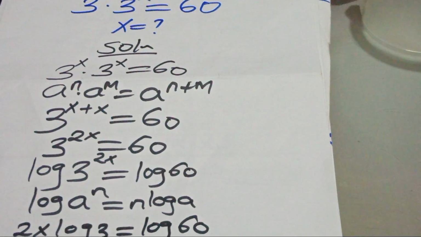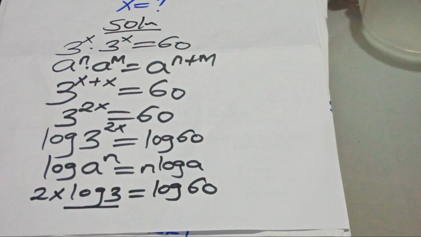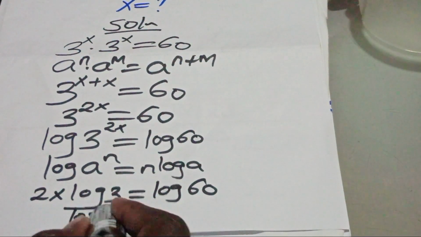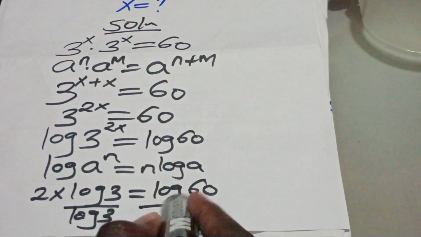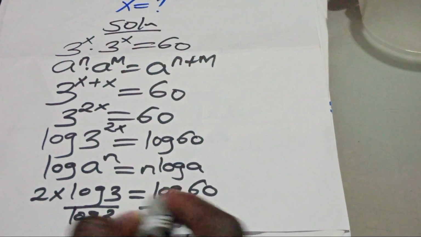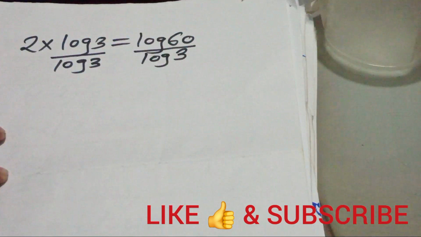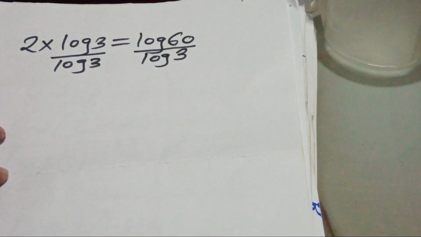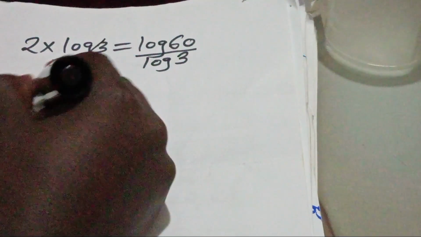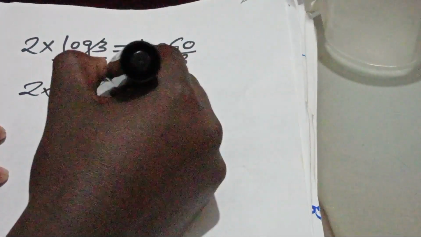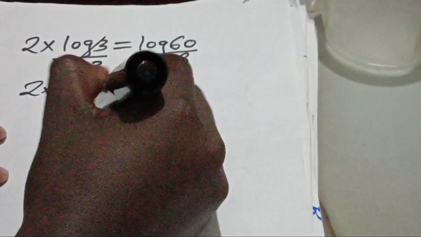So we divide both sides by log 3. Let's divide by log 3. So let's proceed. Simplify. So let's simplify here log 3 and log 3 simplifies. So you have 2x is equal to log 60 divided by log 3.